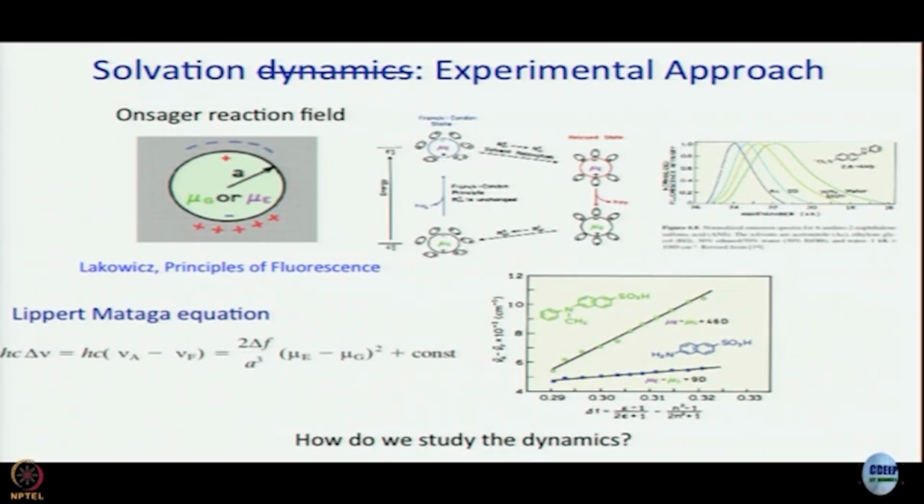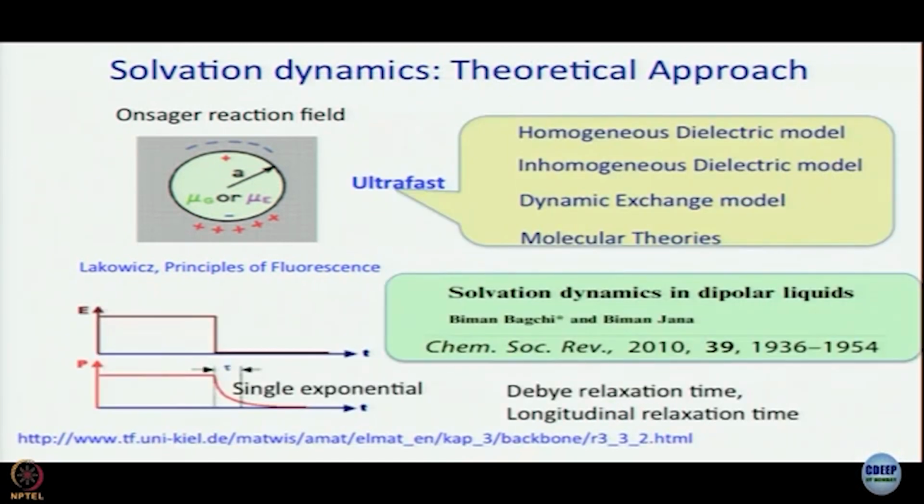Now, in this case, theory preceded experiment and there are lots of theoretical approaches: homogeneous dielectric model, inhomogeneous dielectric model, dynamic exchange model and molecular theories. You can see that in the order that they are written, you are going from a coarser theory to a finer theory. So, start with a model where the dielectric is homogeneous, as we have said already, the Onsager model.